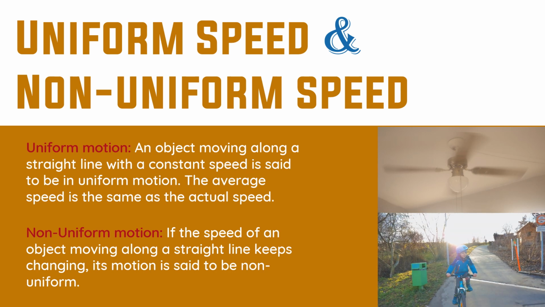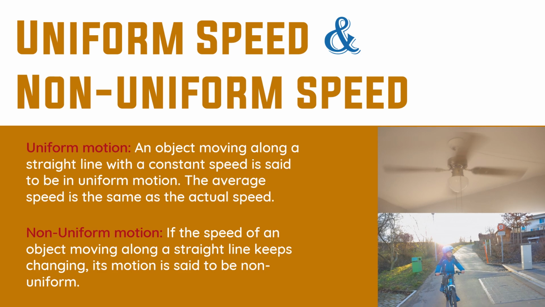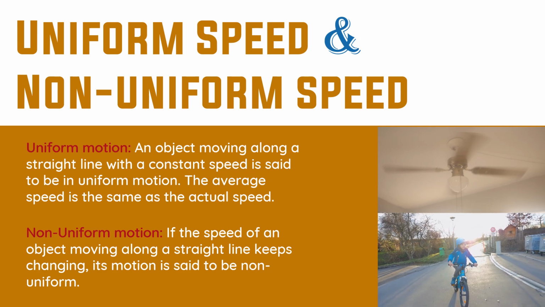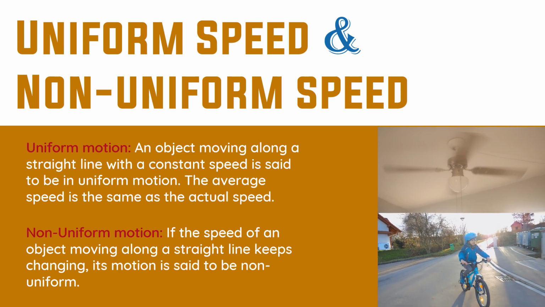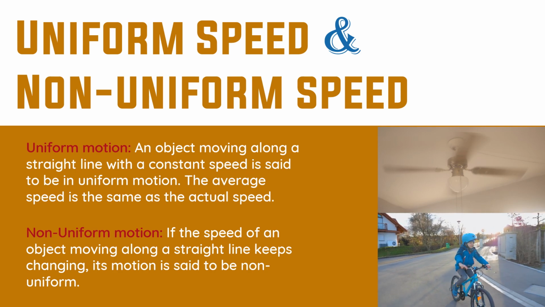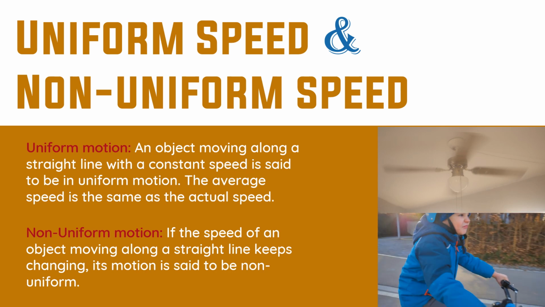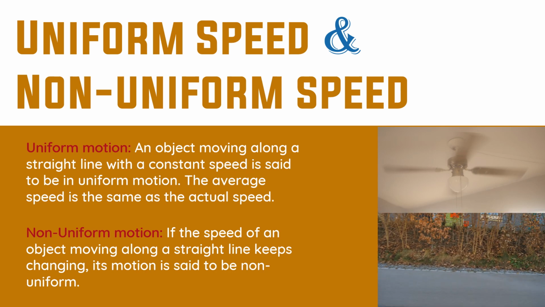Example, you can see this video. The girl is riding a cycle. Sometimes her speed is slow and sometimes fast. That kind of motion or speed is called non-uniform speed. So uniform motion means an object moving along a straight line with a constant speed. Constant speed is the important word. Constant speed is said to be in uniform motion.